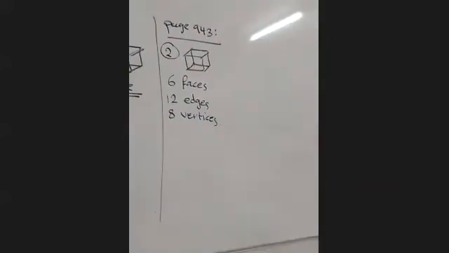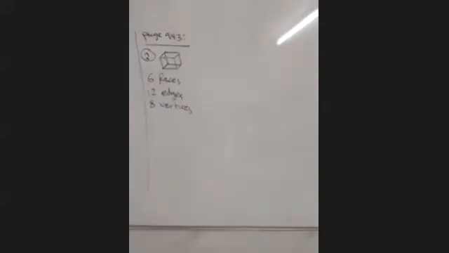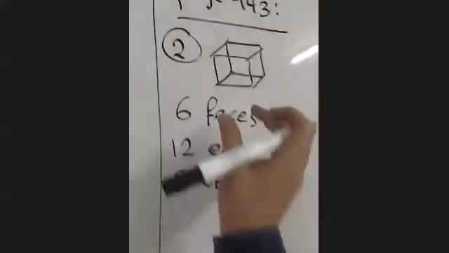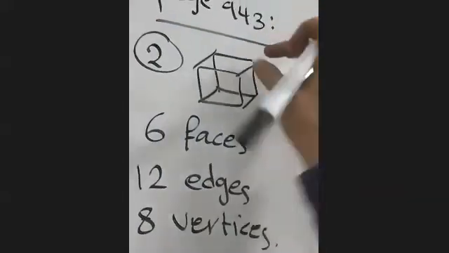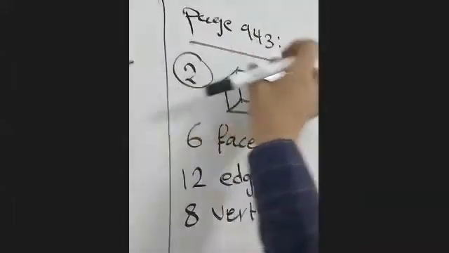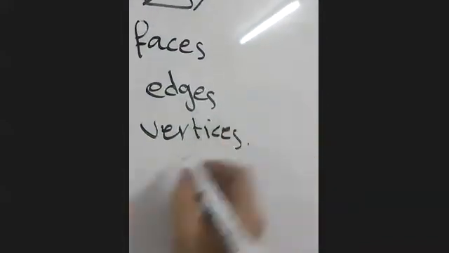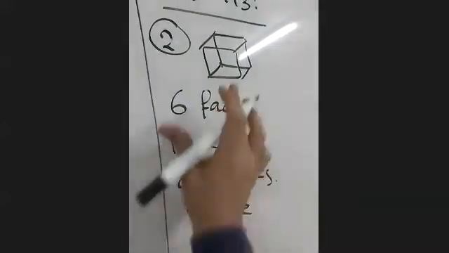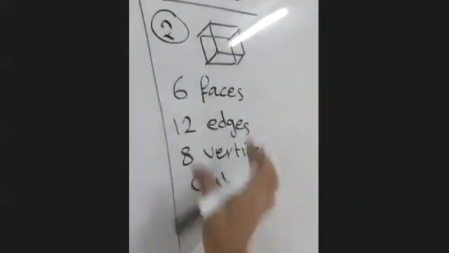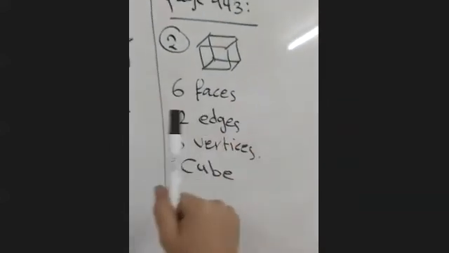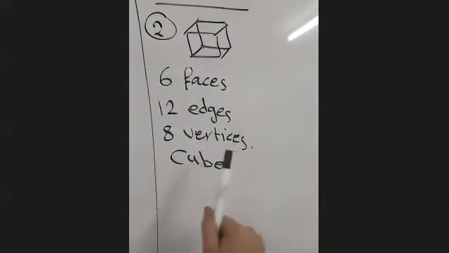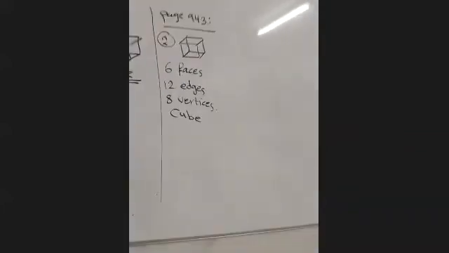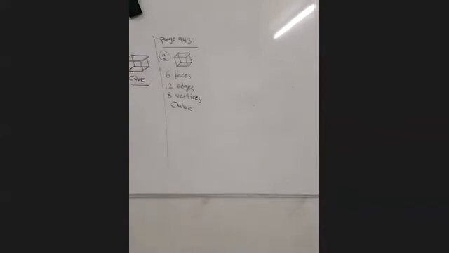What's the name of it? Cube. Why cube, guys? Because the sides are equal, all of them are equal. So this one, we call it cube. You need to write all of this information under the prism in question 2, guys: 6 faces, 12 edges, 8 vertices, and we call it cube. This is question 2.